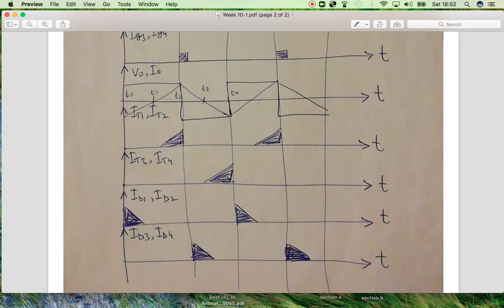At that instant of time the current is being supplied by the load and it is passing through the diodes, and when we have the same signs of current and voltage at that instant of time, the current is being supplied by the supply and it is passing through the designated thyristors.